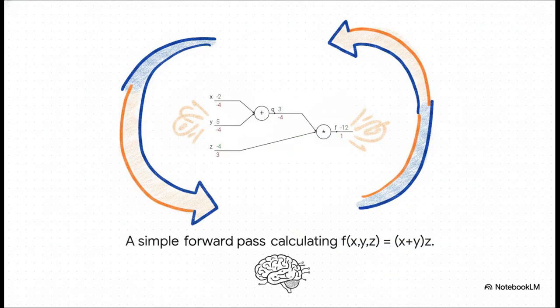Let's actually look at a really simple example of this forward flow in action. Here, we're calculating a basic function, f equals (x plus y) times z. Notice how our inputs, x, y, and z, enter from the left side. x and y flow right into an addition gate. That gate outputs a value, which then flows smoothly into a multiplication gate along with z. And bam, that yields our final output. This left-to-right movement, we call that the forward pass. It's exactly how the neural network makes a prediction.